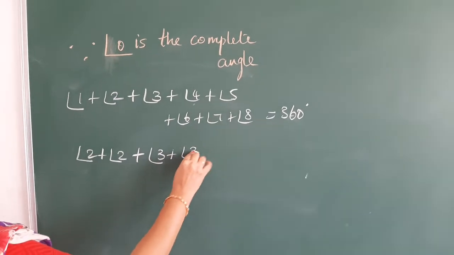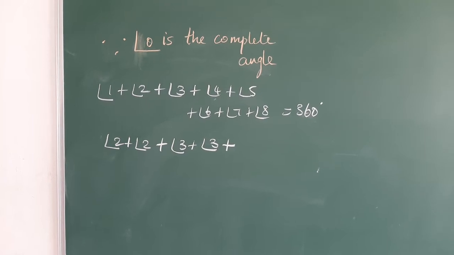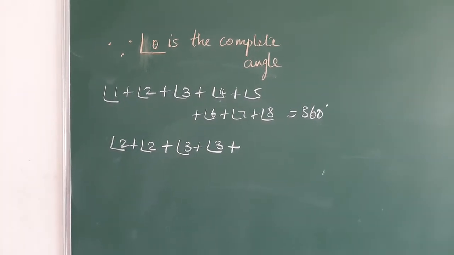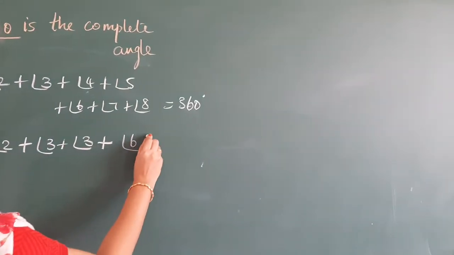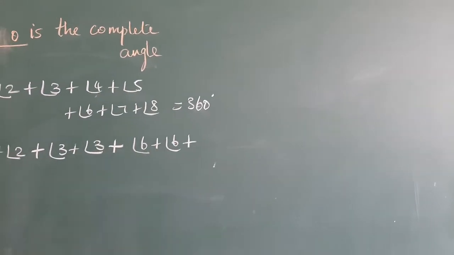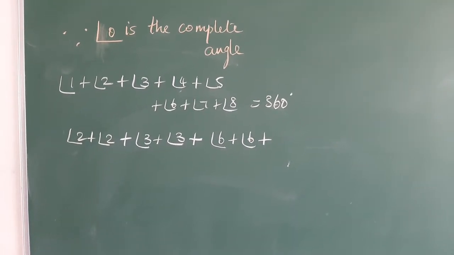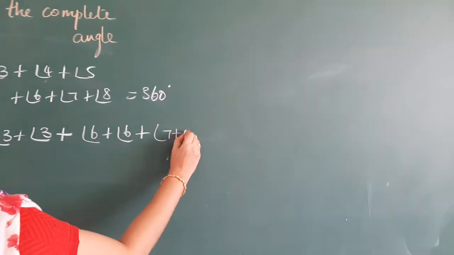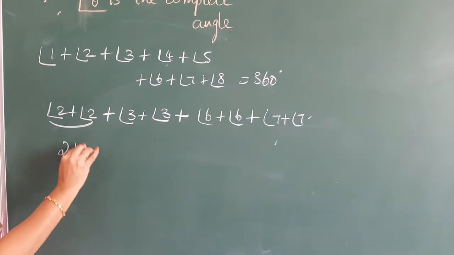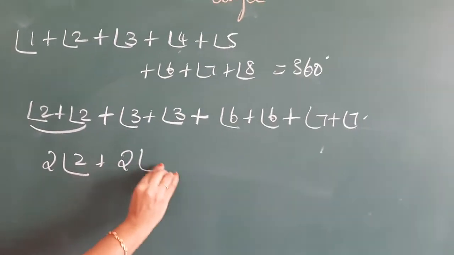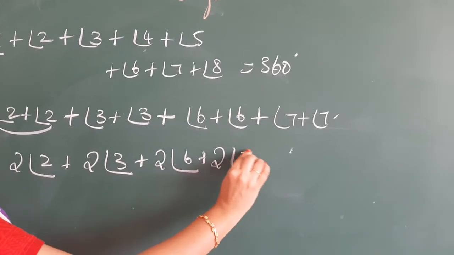Angle 4 we are replacing as 3, and out of the angles 5 and 6 I am replacing angle 5 as 6. So angle 5 becomes 6 and 6, and here in angles 7 and 8 we are replacing angle 8 as 7, so we will get 7 plus 7. Now how many angle 2 is there? 2 angle 2 is there, 2 angle 3 is there, 2 angle 6 is there, 2 angle 7 is there.